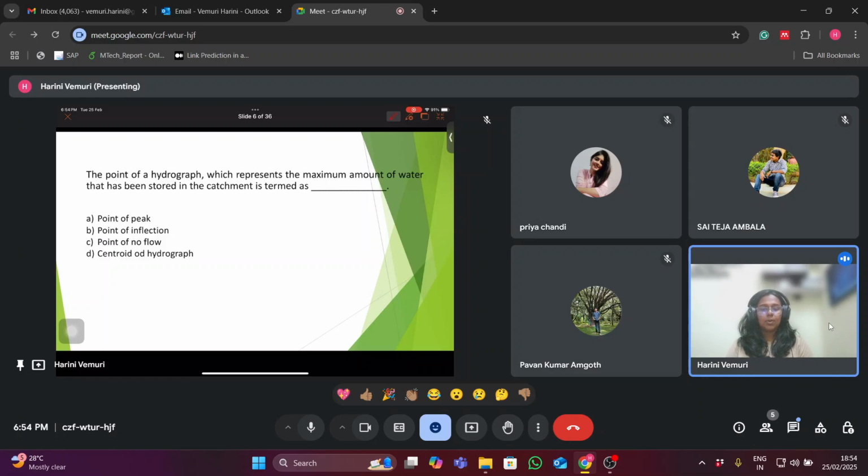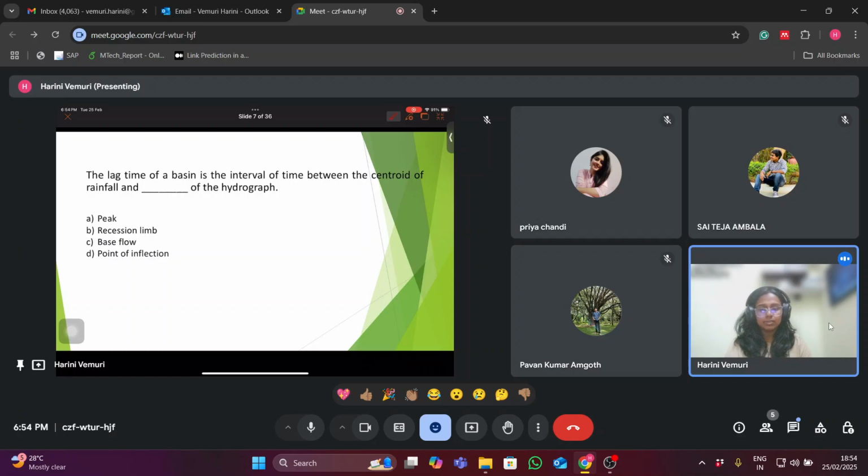So the next question is, the point of a hydrograph which represents the maximum amount of water that can be stored in the catchment is termed as. So in case of hydrograph, when we are drawing, we have talked about the start of the hydrograph to a point of inflection as the recession limb. And this will give us the details about the water that can be stored in the catchment. So the maximum amount of water that can be stored in a catchment will be represented mainly by the point B, that is the point of inflection.